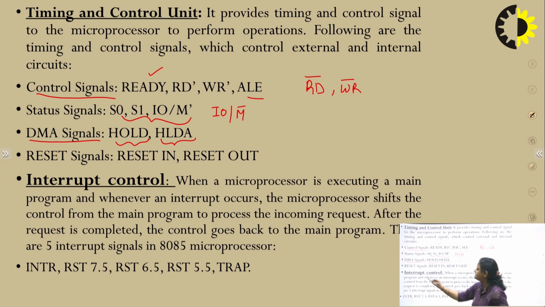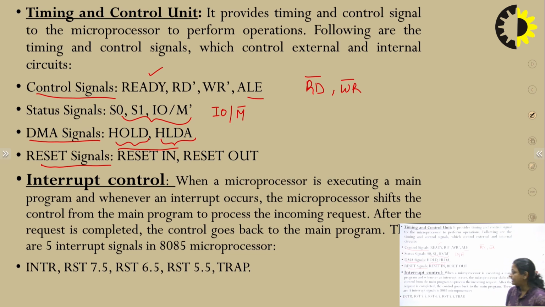Then we have reset signals, which are used to reset the microprocessor. It includes reset in and reset out. And this reset in signal is also an active low signal, that is, we have a bar over it. So these are all the timing and control unit signals which are used to control the various parts of my architecture in various situations. Next we have interrupt control.